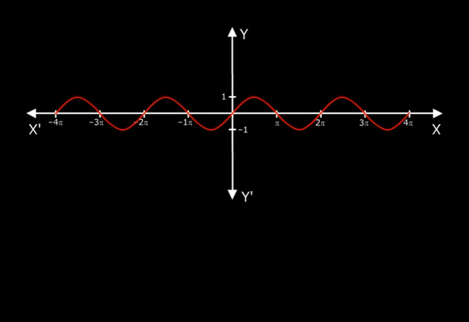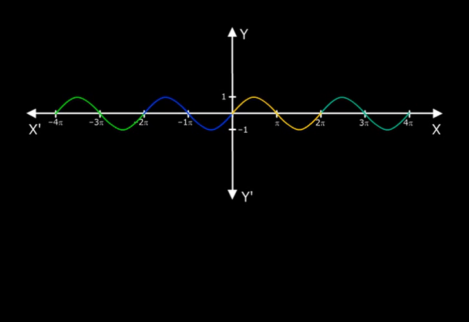Now focus on the portion of the graph between minus 4 pi and minus 2 pi. You see this? Now look at the portion between minus 2 pi and 0. Now shift your attention to 0 and 2 pi. And now observe the portion between 2 pi and 4 pi.